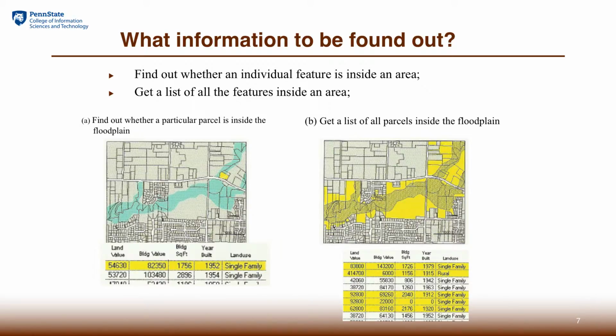And the second question is you want to list all the parcels that are inside a particular floodplain. So you do not aggregate them, but you make a list. Here we see that a number of parcels are selected based on the flood area, and those can be used to report that.